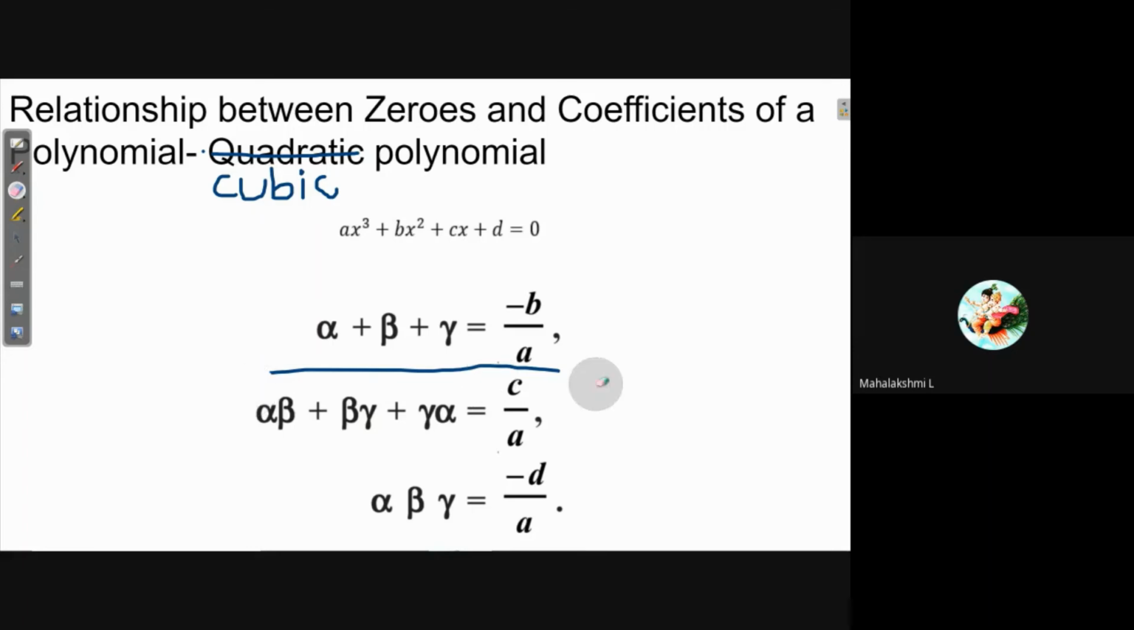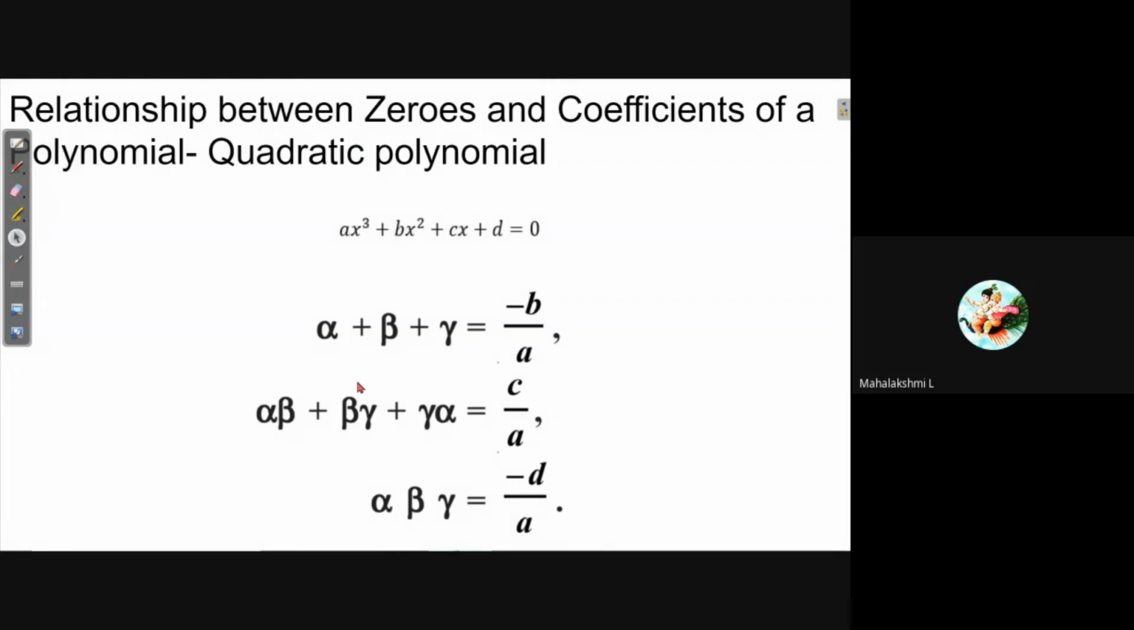They may ask you to find the cubic polynomial by giving you the values of alpha plus beta plus gamma, alpha beta plus beta gamma plus gamma alpha, and alpha beta gamma. As I told you the previous way, you can use the same. You don't have a formula for this. You can consider this value, equate, find the value of b and a, substitute the value of a here, find the value of c, again substitute that value of a here and find the value of d. You can do this. So this is all about the relation between zeros and coefficients for a cubic polynomial. Most probably you will not have it.